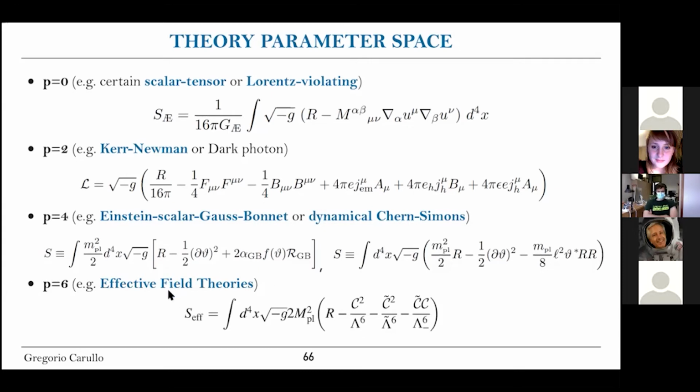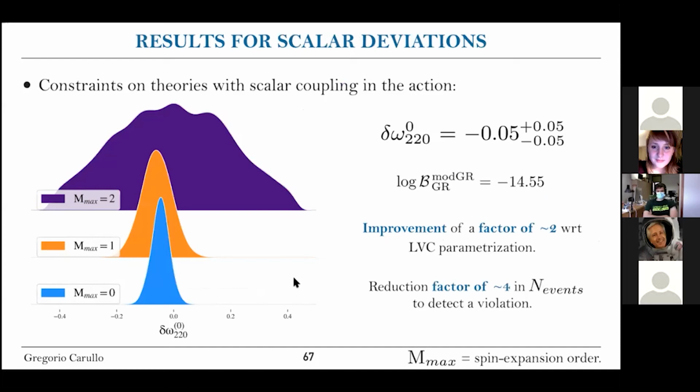And for P equals 6, you have classes of effective field theories which are compatible with the fundamental principles of locality, gauge invariance, etc. And so now I will show in turn the results on each of these theories. For example, for P equals 0, you have these results. So you can constrain the fundamental frequency deviation with a precision which is plus or minus 5%, which is much tighter than what I showed before. And you have a Bayes factor which tells you that GR is strongly favored.